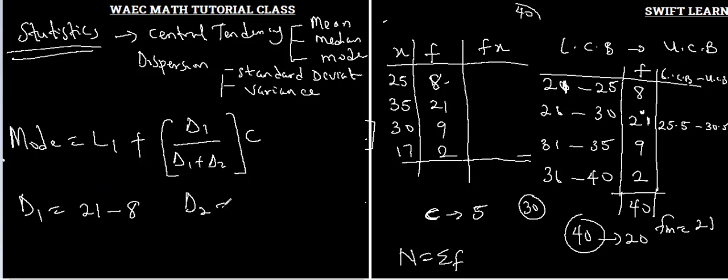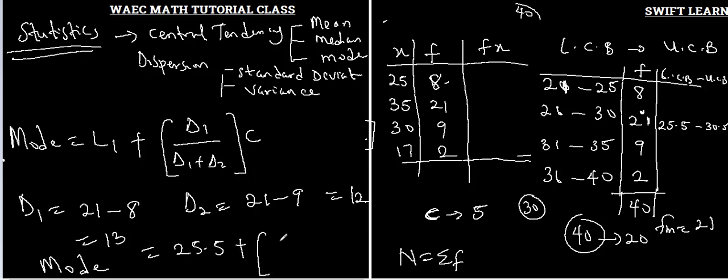While change in two will be what? 21 minus what? 9. 21 minus 8 is what? That's 13, right? While this one is 12. So you see that in the space of seconds we've gotten an answer. L1 is the lower class boundary of the modal class. That's 25.5 plus 13 divided by 12 plus 13, or 13 plus 12, times the class limit, which is 5. Then you do your arithmetic. Okay, someone should just give me the final answer so we can move on.